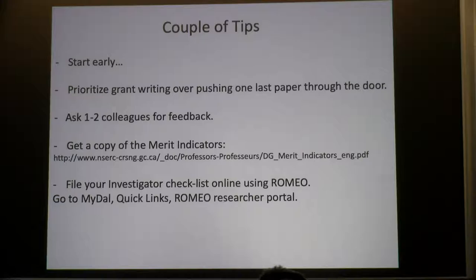And far less important, but it can remove some stress: by October, when you want to submit your proposal, don't do your investigator's checklist on paper, just go to Romeo. This is now a researcher portal available through MyDAL on the quick links, and it will make your life far easier, not running around getting people to sign paper forms. And by December 1st, the university will refuse the paper form anyway. So you're better off getting that done. So that's for Discovery Grant.